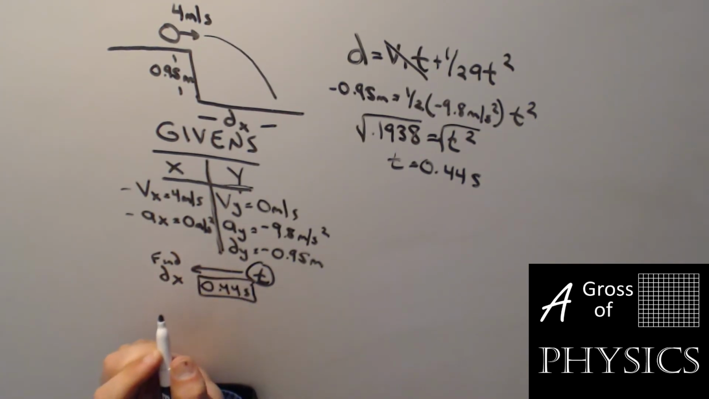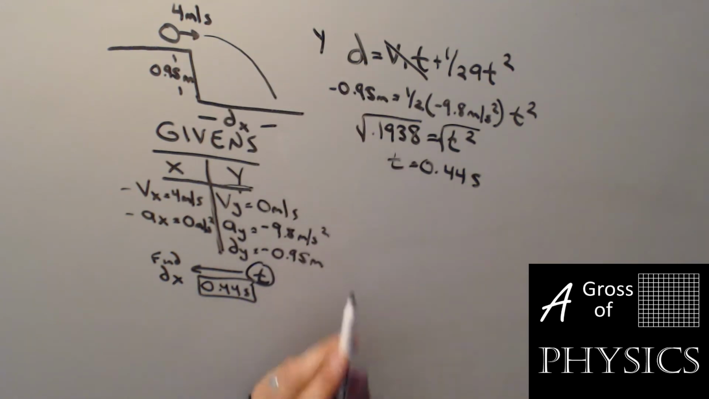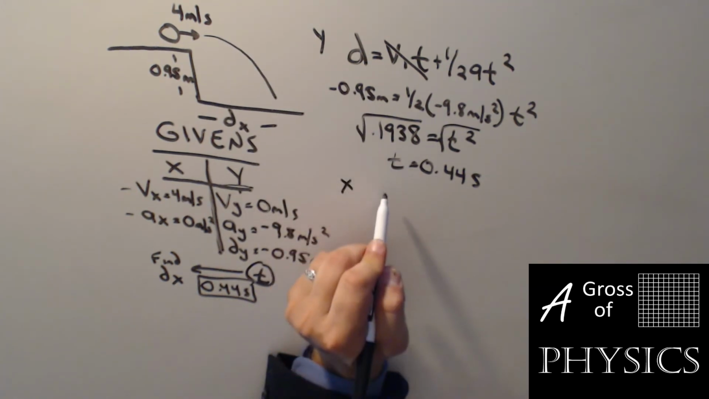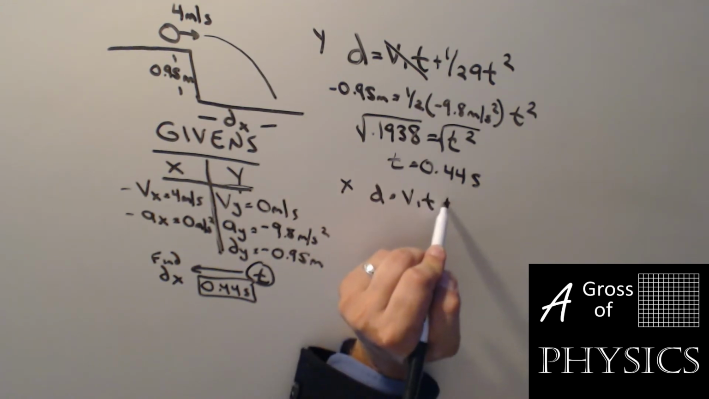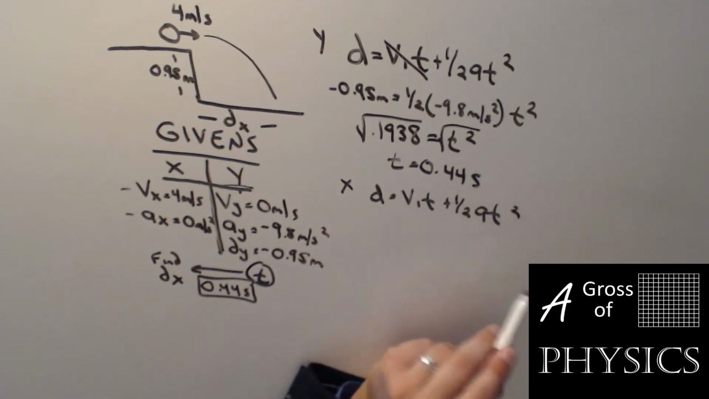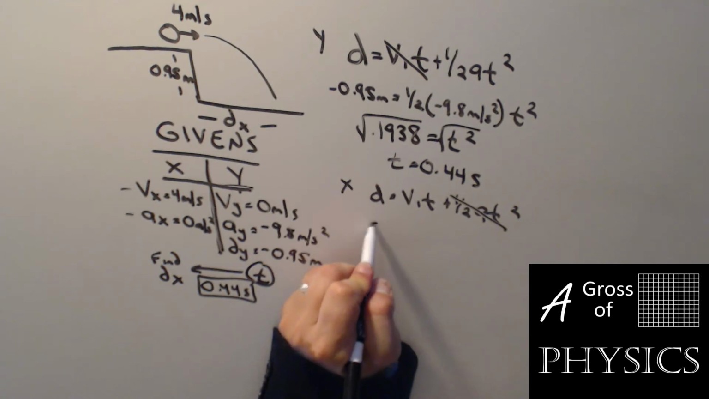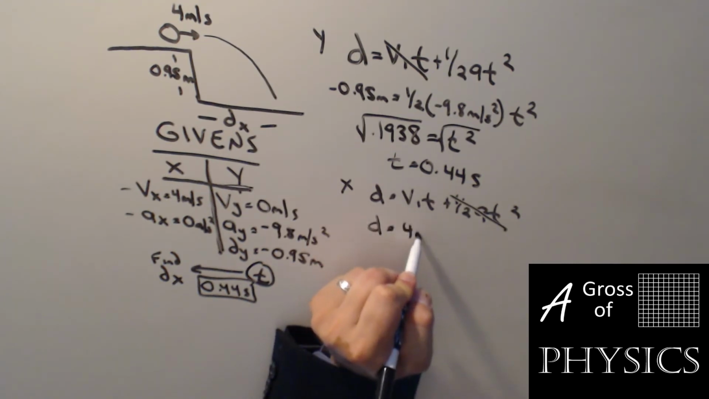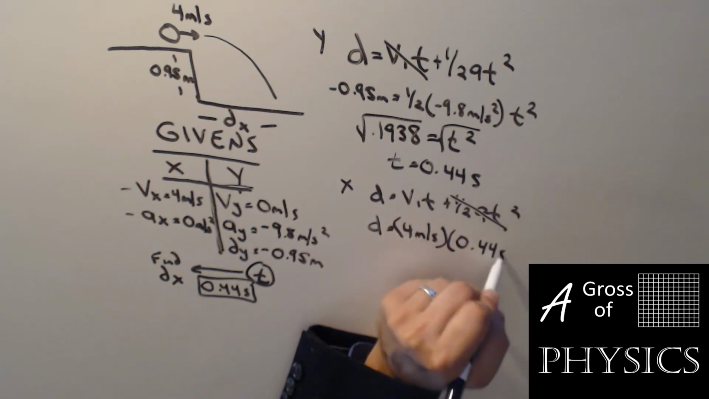So now what I do is I go to the x direction. And sometimes to keep things straight, you could write a y here because you know it's only the y's. Maybe we'll put an x here. I use the same equation again: d equals v_i t plus 1/2 a t squared. And this is going to simplify because the acceleration is 0. So you're left with d, which is what we're looking for, equals 4 meters per second times 0.44 seconds.